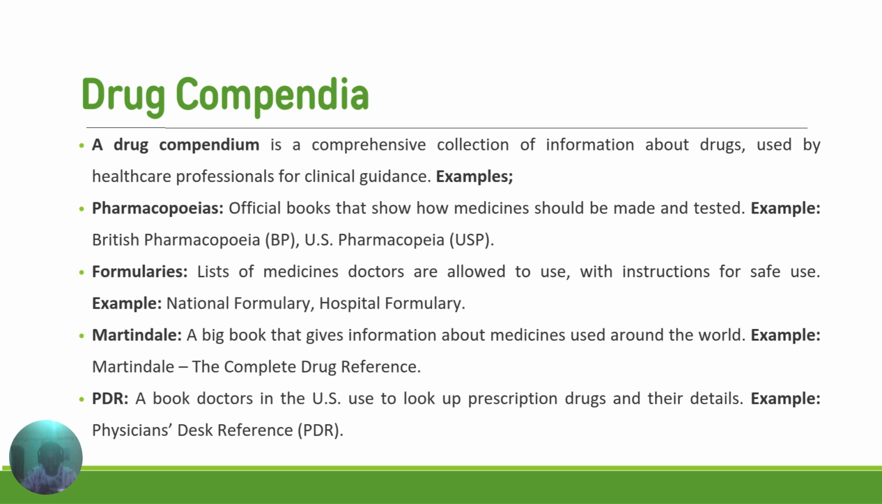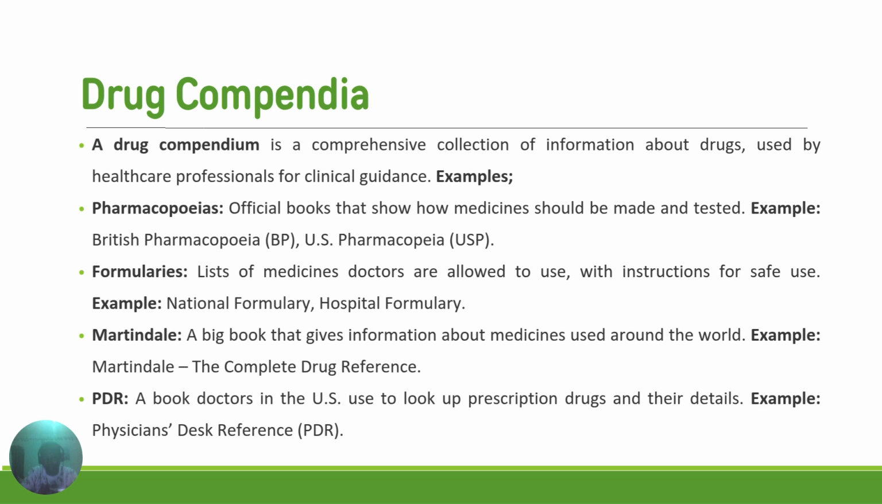A pharmacopoeia is an official book that shows how the medicines are being manufactured and tested, and there are very many examples of pharmacopoeias for US and for British. A formulary is actually just a list of medicines with instructions on how they should be used. Examples are national formulary and hospital formulary.